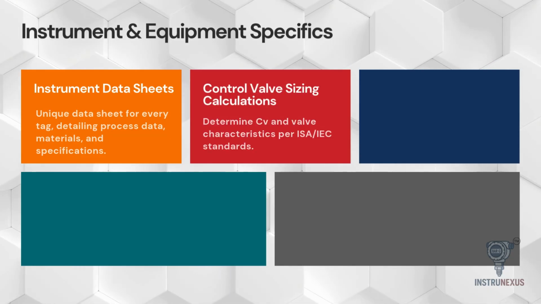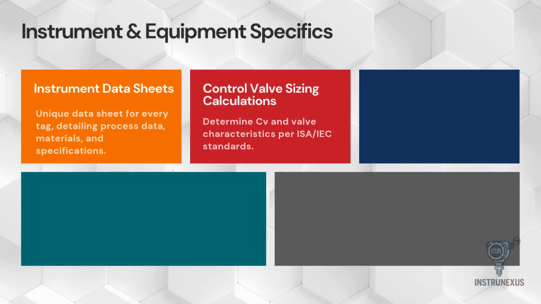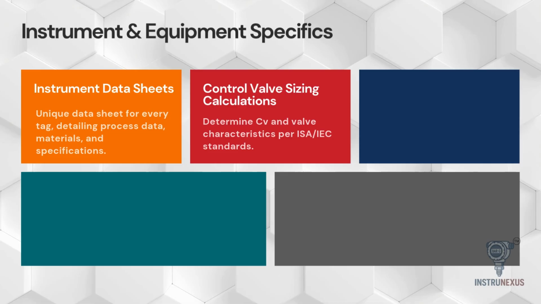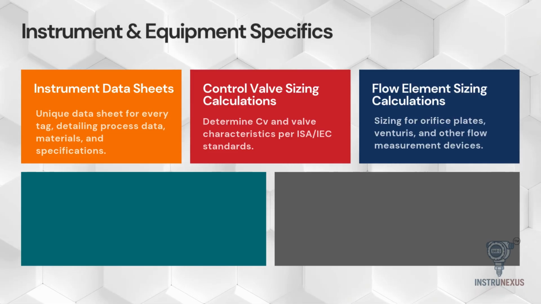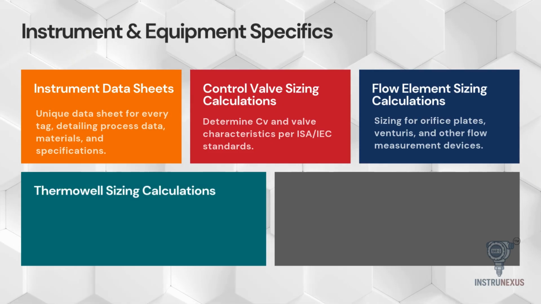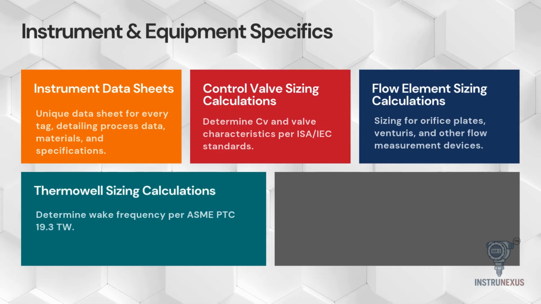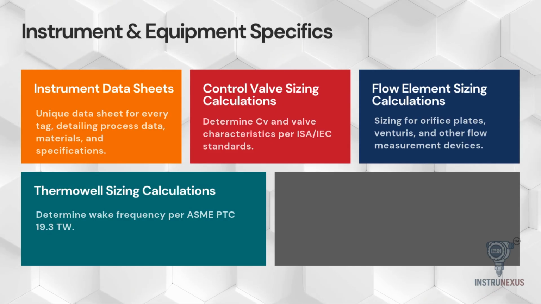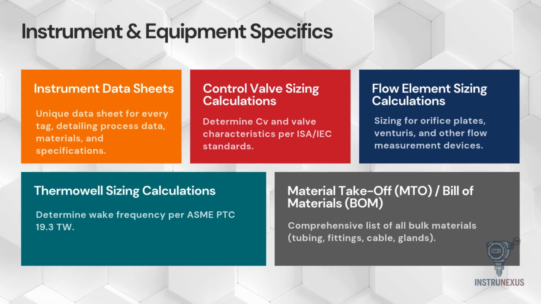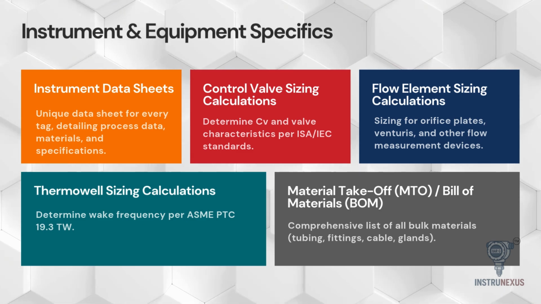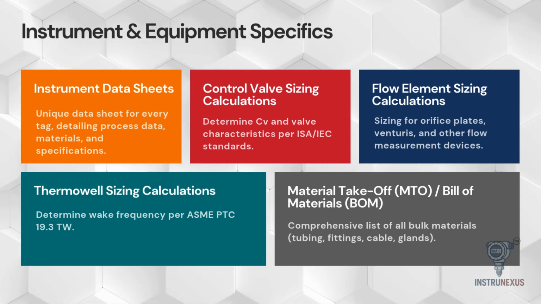We perform control valve sizing to determine CV and flow characteristics. We perform flow element sizing for orifice plates and venturis, and thermowell sizing to check wake frequencies against ASME standards. All of this feeds into the material takeoff, MTO, or bill of materials, which is a comprehensive list of all bulk materials like tubing, fittings, and glands required for construction.